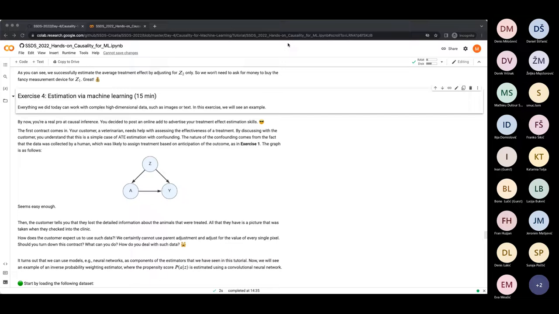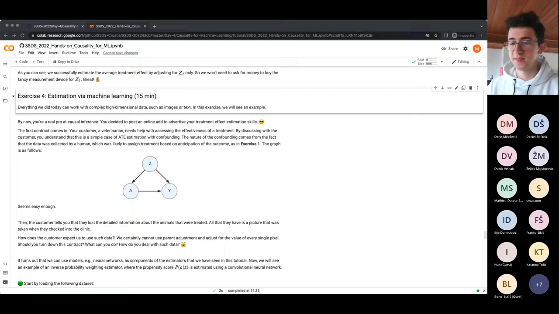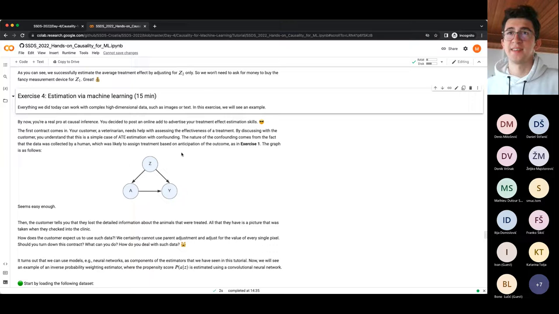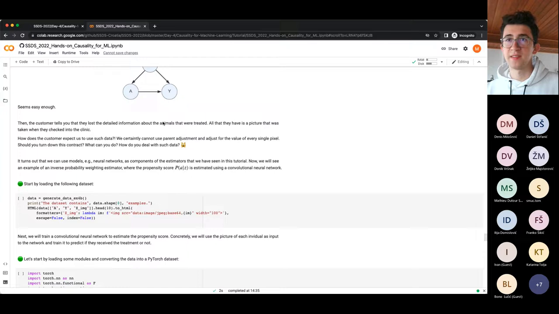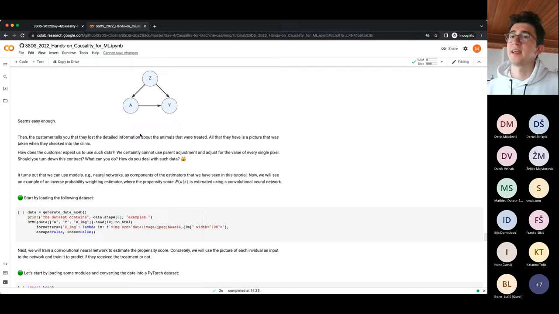Okay, welcome back everyone. So now we are going to discuss the solutions to our machine learning task, the estimation via machine learning. So we had this graph structure as previously in the first exercise. And what we'll start now is, the confounder is going to be, in this case, the high-level thing, right? The images in this case of CIFAR-10 containing dogs and cats.